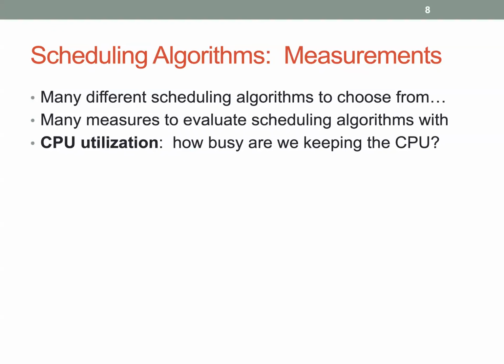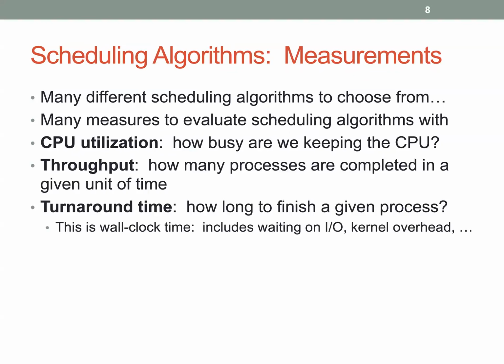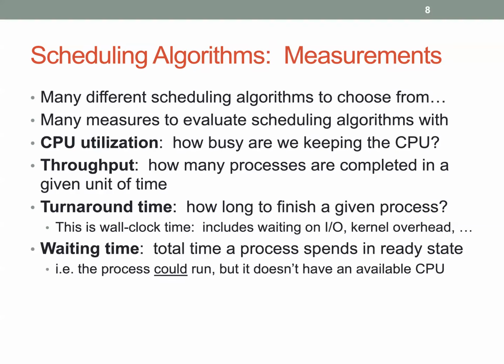Are we maxing out the CPU utilization? Are we completing a certain number of processes in a given amount of time? How long does it take for a given process to finish, like measured by the wall clock? And we say wall clock because if you think about a process, it may spend a lot of its time waiting. Well, we don't really count that toward the process's execution time, but it's still time passing. So we call that wall clock time.